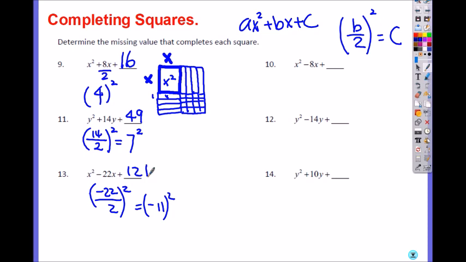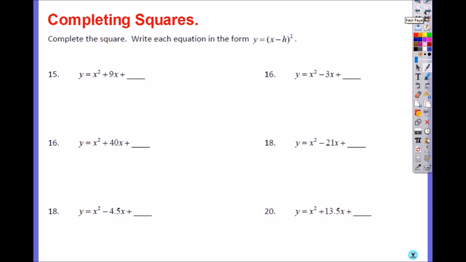You divide by 2 and square it. So now the question is, how would you write it with the parentheses and square? So what you're doing is basically foiling. Or actually, I'm sorry. So here, when you complete the square and write in this form, x minus h squared, you're actually factoring. So here, what's 9 divided by 2?